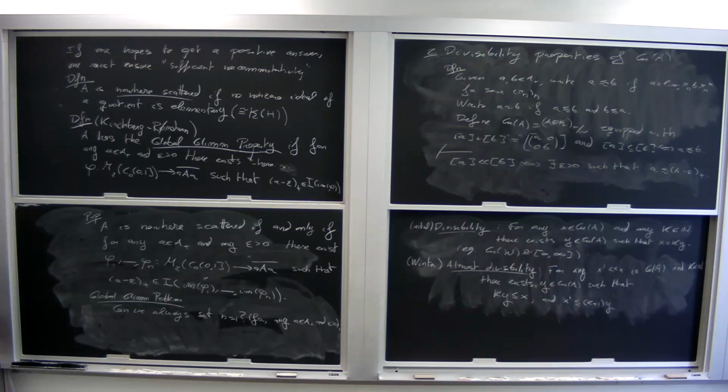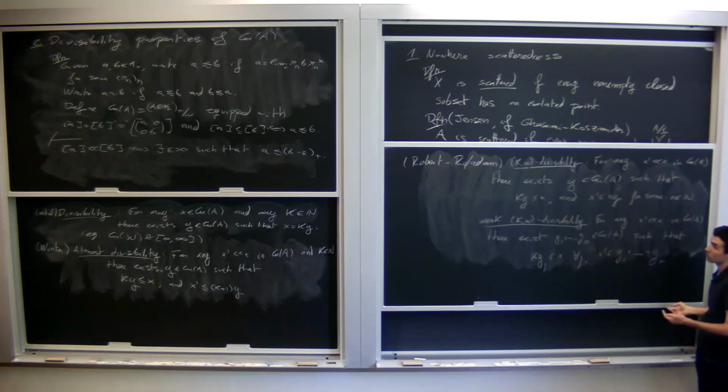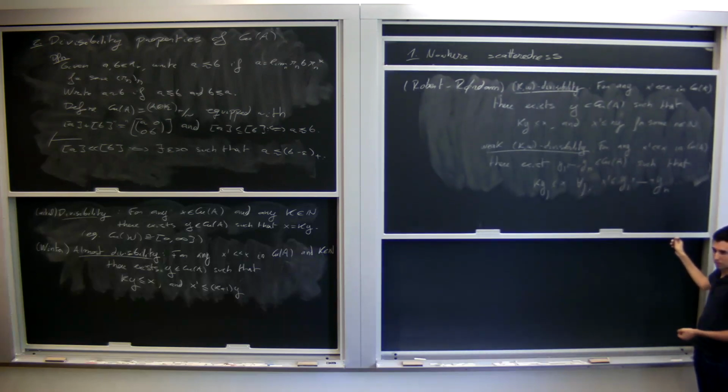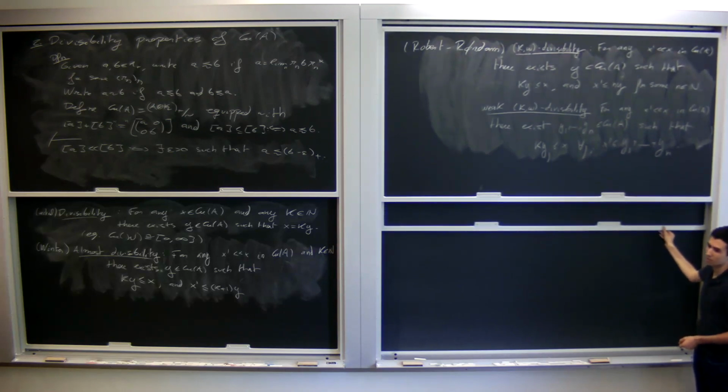And these properties I should mention, Robert and Rørdam introduced them for specific elements. So they'd say an element x is k-omega divisible if this happens for every cutdown. And the same thing for weak k-omega divisibility. But it turns out that if you study Cuntz semigroups whose every element satisfies this property, which is the definition that I'm giving, then this characterizes.